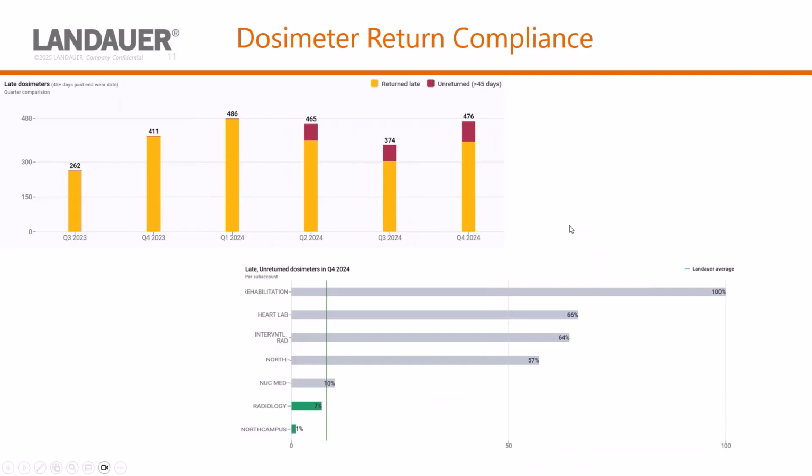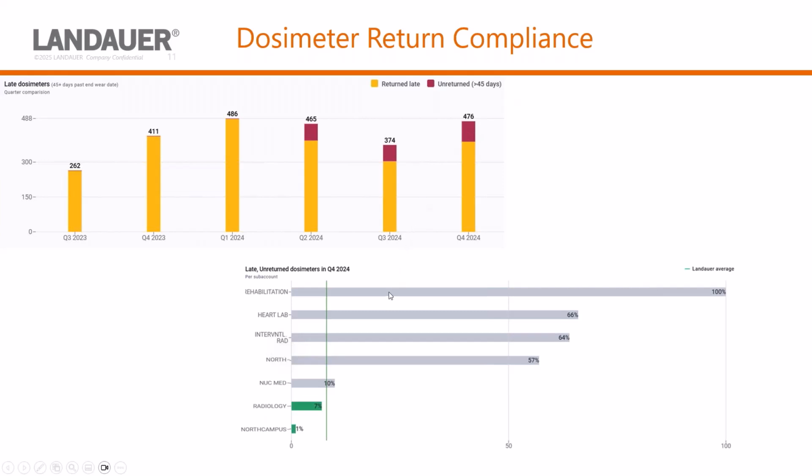Okay. The dosimeter return compliance. Now you'll see that confidence level is gone because these are the dosimeters that have to be returned. So that was measuring the number of dosimeters returned, so it doesn't correlate. This is showing you late dosimeters. Now these are dosimeters that are returned after 45 days. This unreturned, this is showing you dosimeters that have not been returned after 45 days. So you still have dosimeters out there missing.